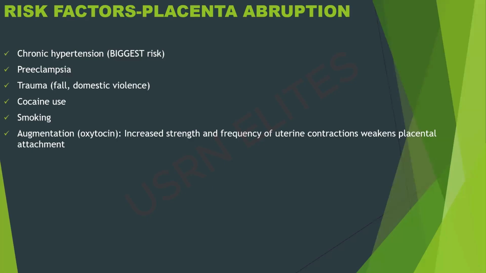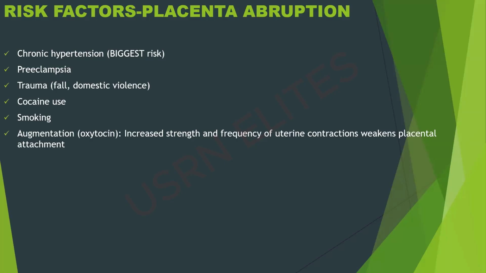And when we are doing augmentation, you are using oxytocin to increase contractions. And if there's contraction, there'll be decreased blood flow to the uterus, causing detachment or premature separation of the placenta. Okay, so that is what is going to happen.